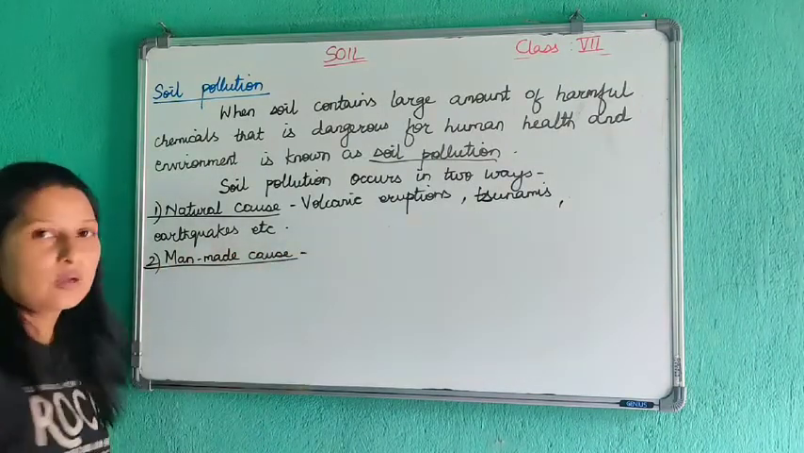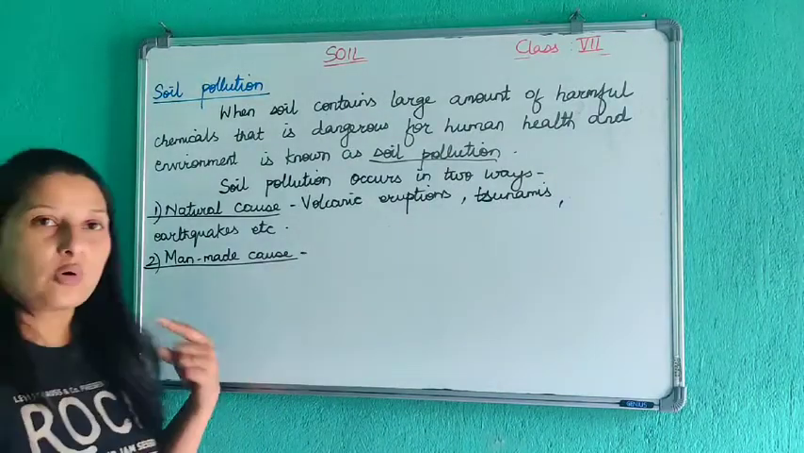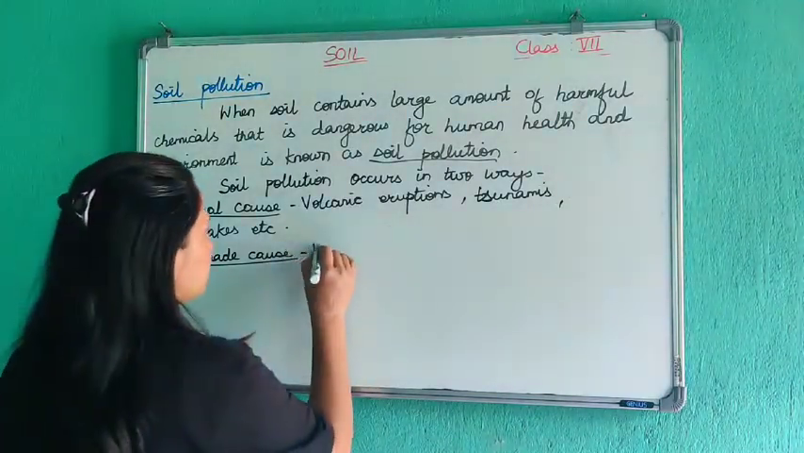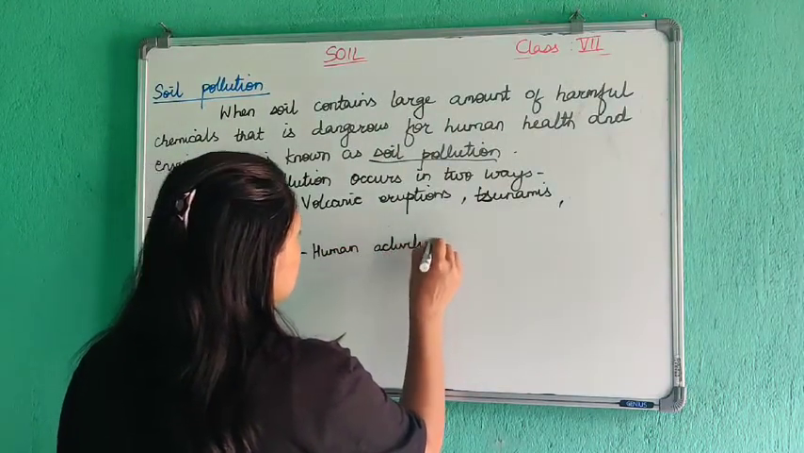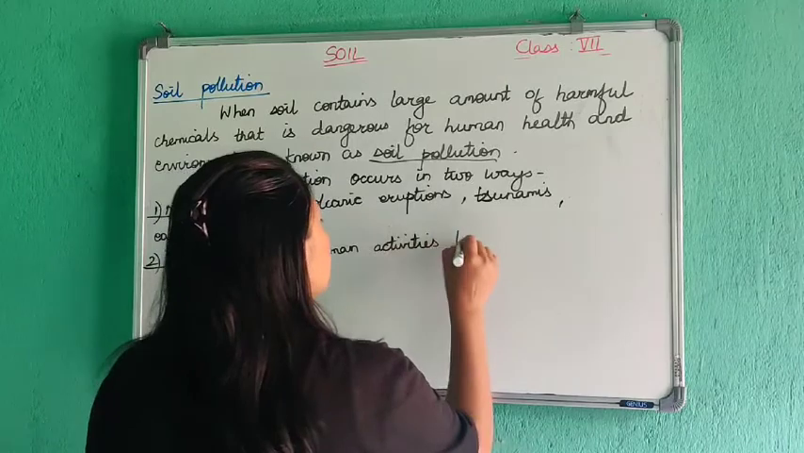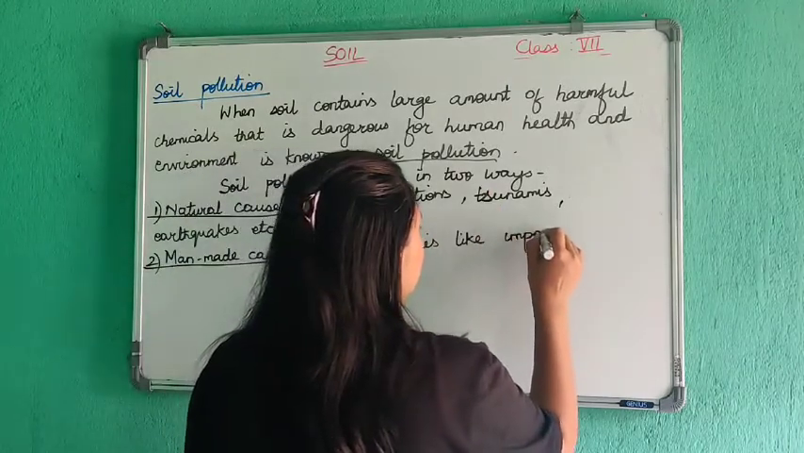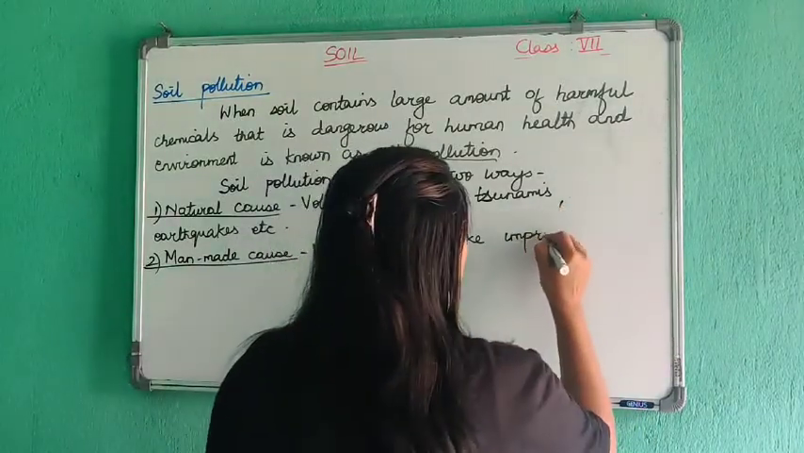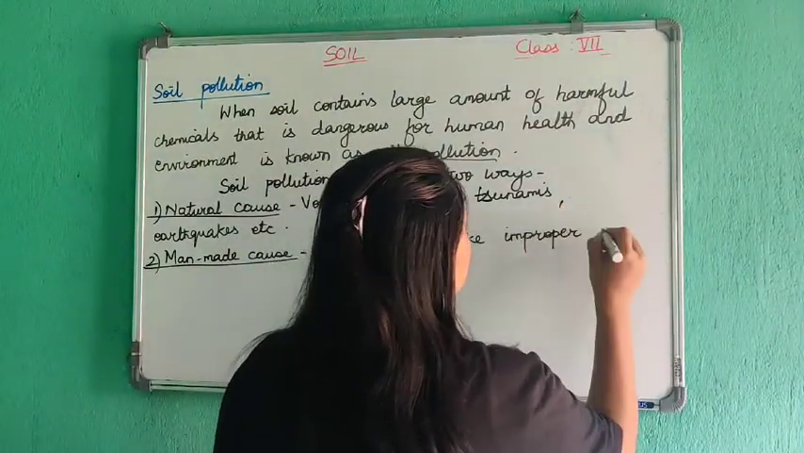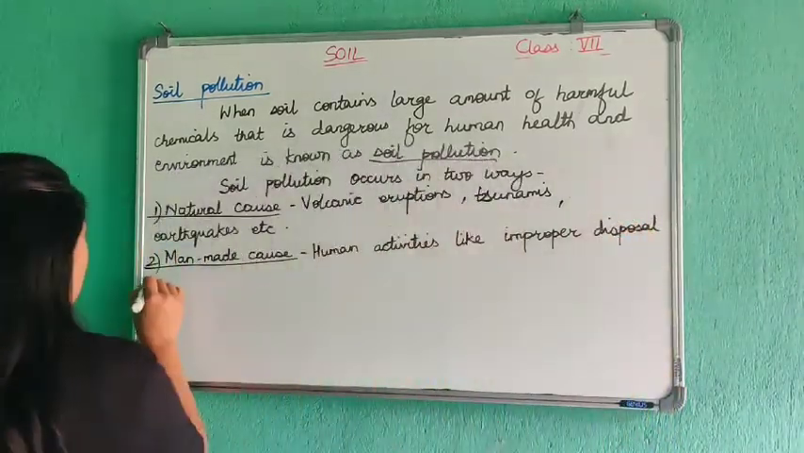Man-made causes can cause a lot of pollution. Okay, so what causes it? Human activities like improper disposal of wastes. Sometimes we do not properly throw wastes, we throw them everywhere. Improper disposal of waste causes soil pollution.